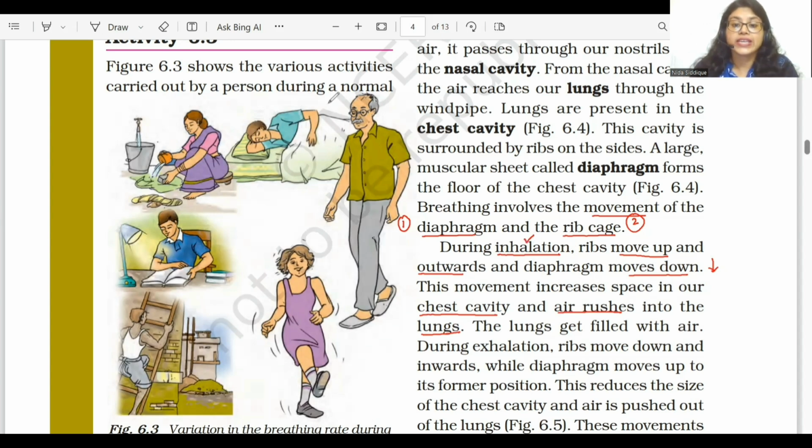Now, when we exhale, you exhale and check out what happens to your rib cage. You all can see your rib cage is moving downwards, right? So your ribs move downwards and inwards. Now, the diaphragm is going to move up. That is its actual position. And this reduces the size of the chest cavity, and the air which was present in our lungs is now moved out of the lungs.